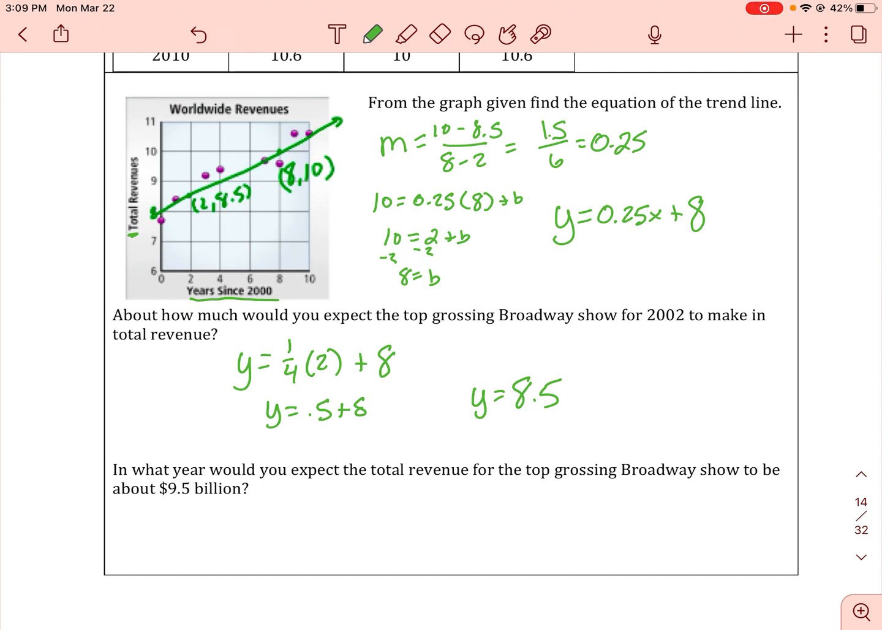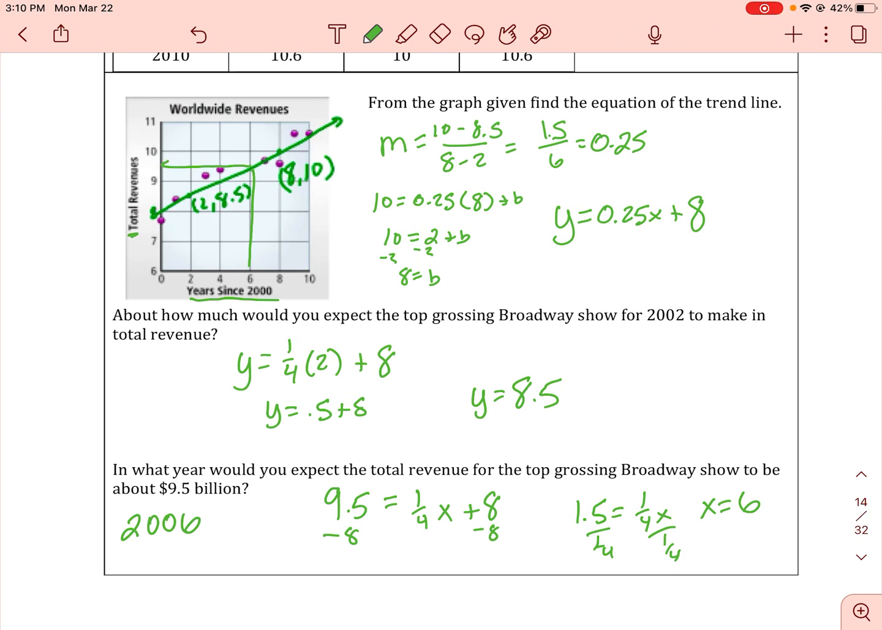And what year would we expect total revenue to be about 9.5 billion? Again, total revenue is our Y. It's our Y coordinates. So I'm going to have 1/4 X plus 8, subtract 8, subtract 8. 1.5 equals 1/4 X. X is 6, and that's years since 2000, so 2006 is when they will make around $9.5 billion, and you can double check that. Here's 2006, and that is very close to 9.5.